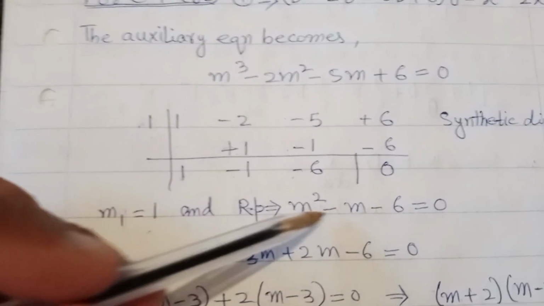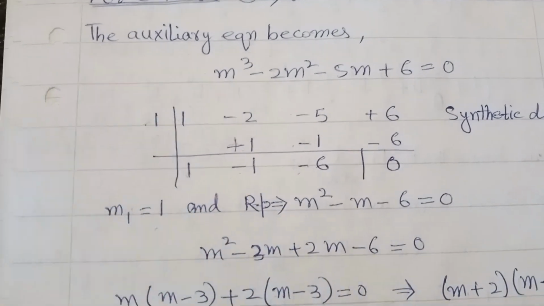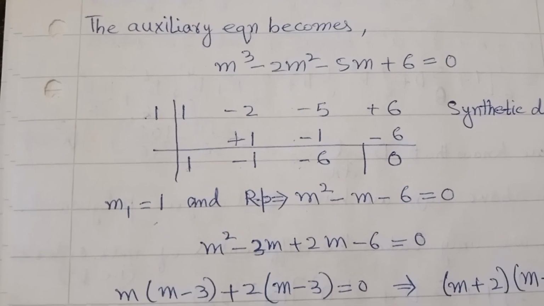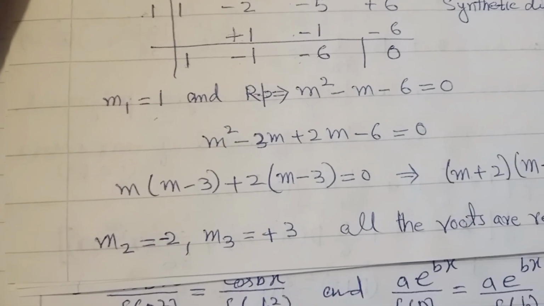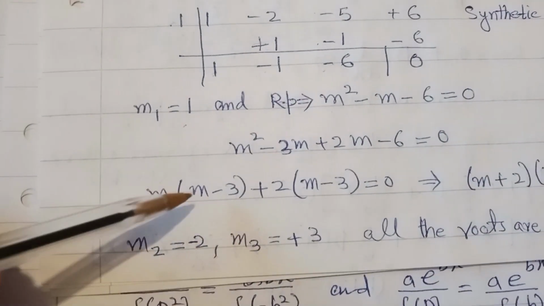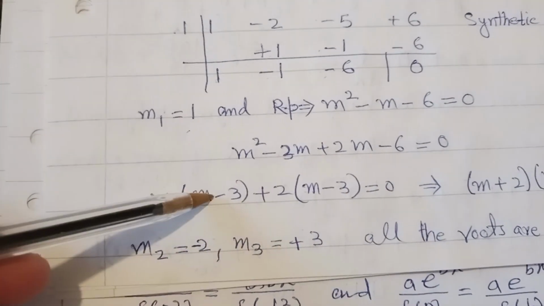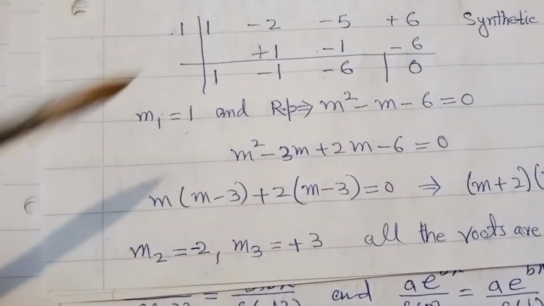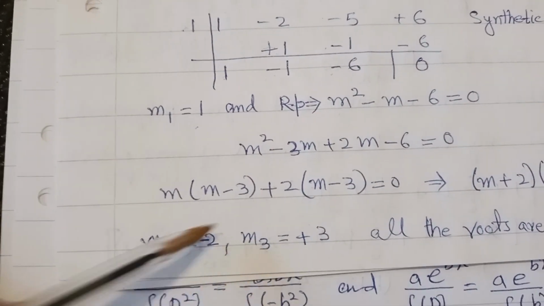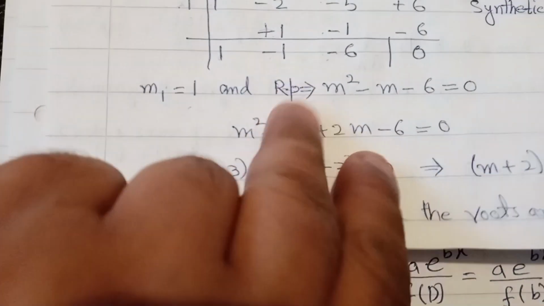The remaining quotient is m square minus m minus 6 equal to 0. Now it is a quadratic equation. We can easily find the roots of a quadratic equation by using different methods. Here I am taking the factors. The factors of this second order equation: m square minus 3m plus 2m minus 6, m into m minus 3 plus 2 into m minus 3 is equal to 0. So our factors are m plus 2 and m minus 3. So the values of m2 and m3 are minus 2 and plus 3. These are all three roots, and we see that all the roots are real and distinct.